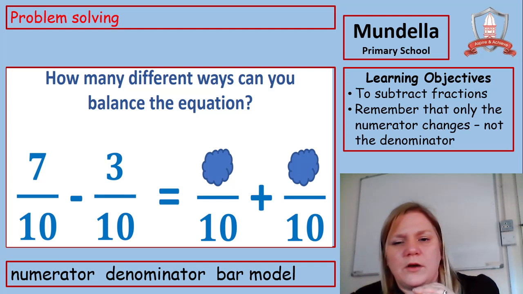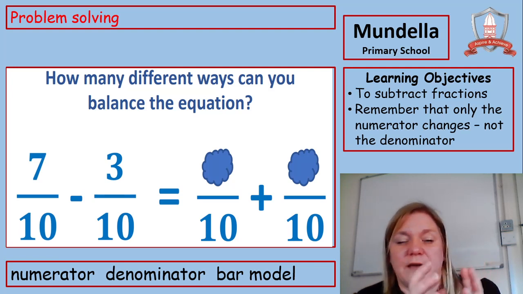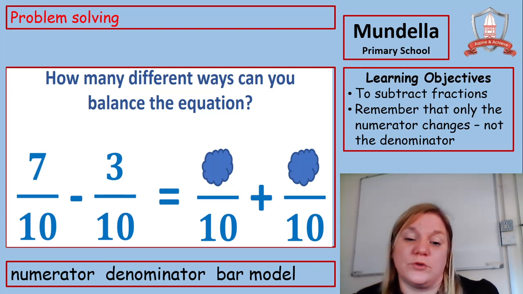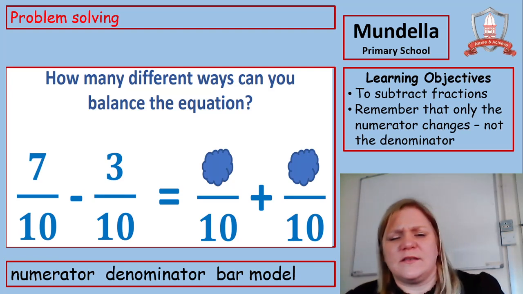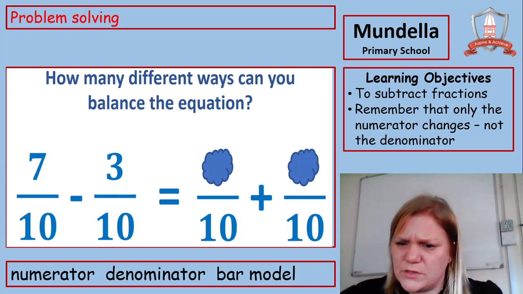So we would look at the side of the equation where we know some definite numbers. So 7/10 take away 3/10 is 4/10. Well done, because our denominator stays the same and we subtract the numerators. So 7 take away 3 equals 4, so 4/10. So what is 4/10 equal to?